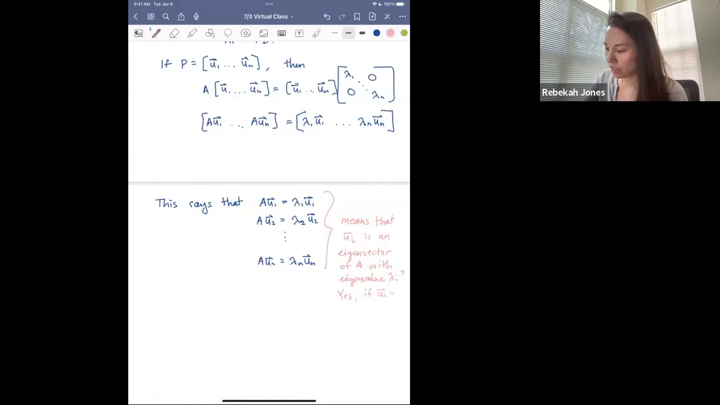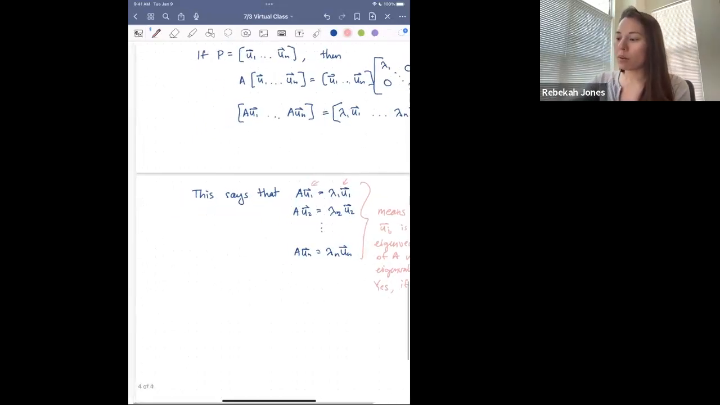The only issue with making this conclusion is that we need this to not be the zero vector, because we require that an eigenvector is not the zero vector. So if u_1 was equal to the zero vector, then this equation unfortunately does not mean that u_1 is an eigenvector. However, if we know ahead of time that u_1 is not zero, then we can say that it is.